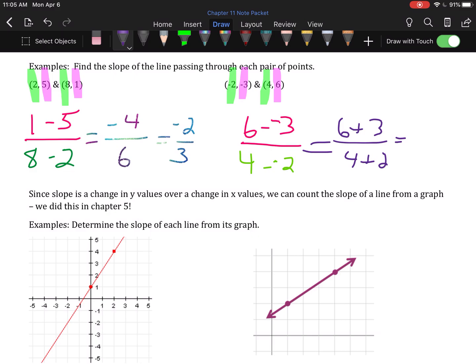Okay. Now we can just go normally. 6 plus 3 is 9. 4 plus 2 is 6. That reduces to 3 over 2. And stop there. Do not make this 1 and 1/2. Don't make it 1.5. You want slope to be a fraction, period. Not a decimal, not a mixed number. Improper fractions are fine. The slope of this between these ordered pairs is 3/2. Leave it as 3/2.